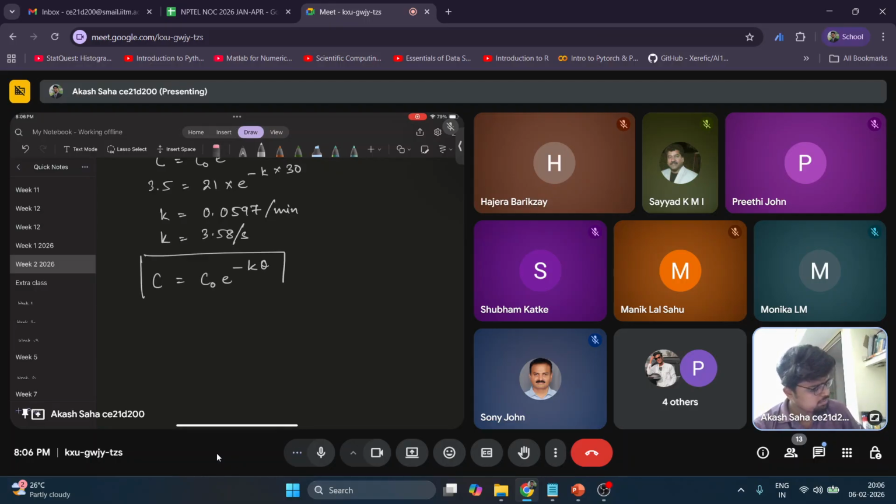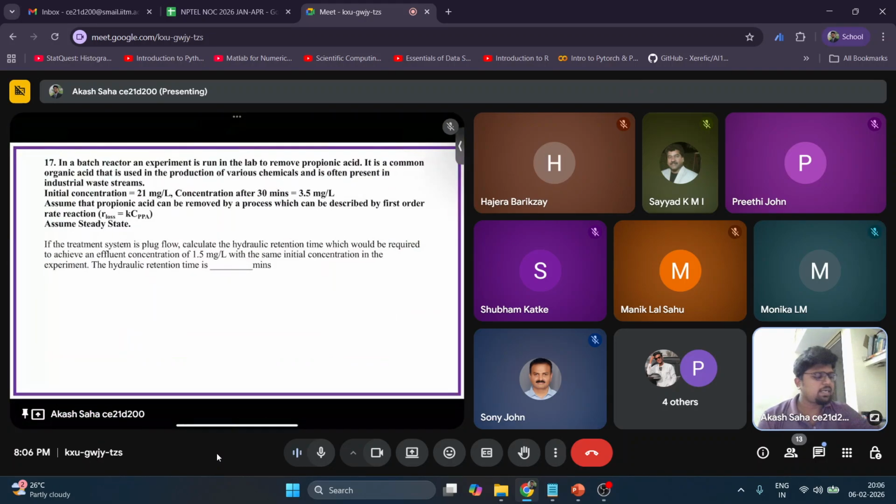So for the PFR also it is the same. Instead of T, I am writing it as theta. The formula remains the same. So final concentration is 1.5, initial concentration is 21, into e power minus k, K is 0.0597, which whatever we calculated in the last question, into theta. If you solve this, you will get theta in minutes directly because I am using the K value in per minute. So theta will be in minutes, that is 44.20 minutes. Because they are asking it in minutes.